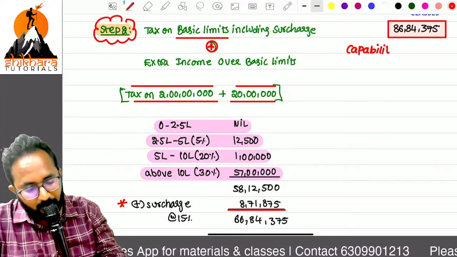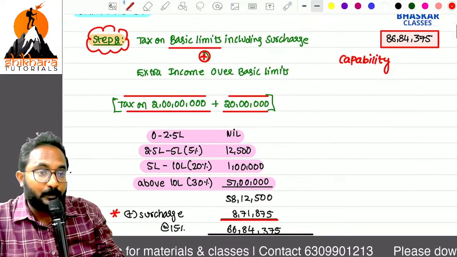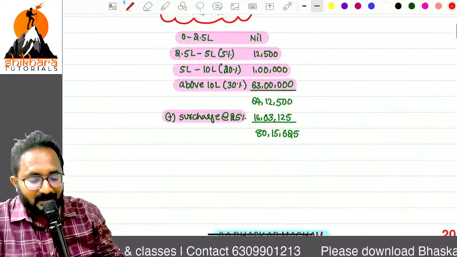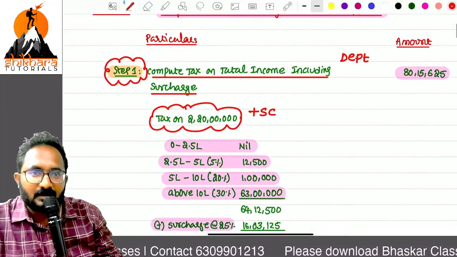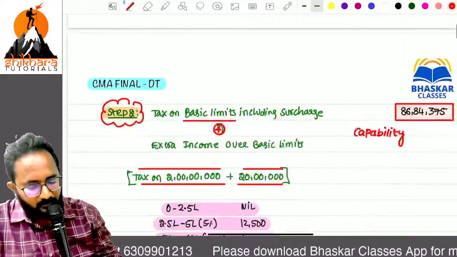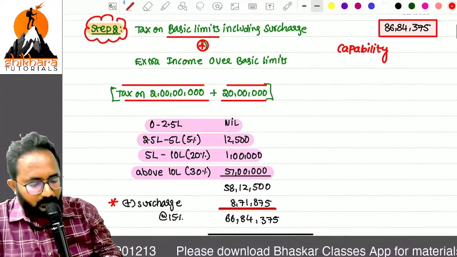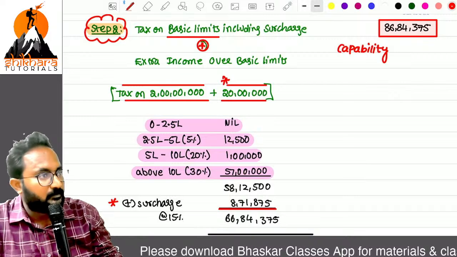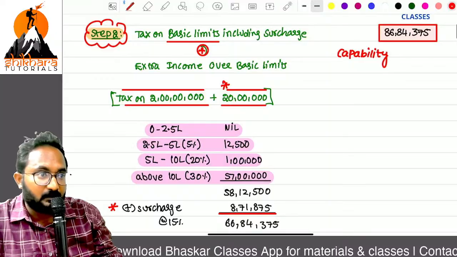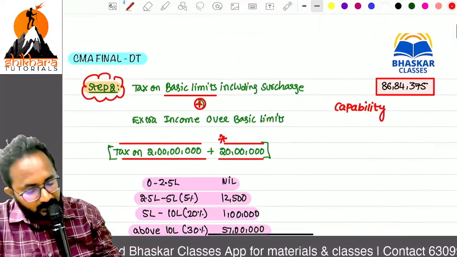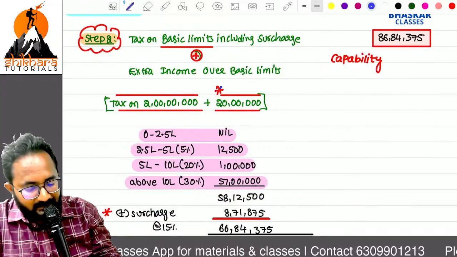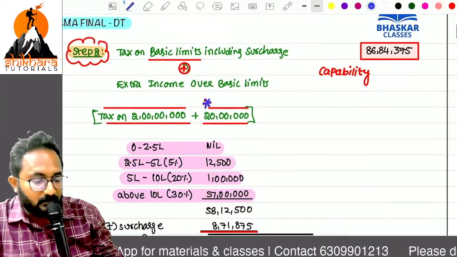So now remember, I am capable to pay how much amount as tax? 86 lakh 84,375. Just they are asking how much? 60. You have to add this 20 lakh also to this, the excess income over the basic limit. Sir, you are saying yes, you have to add that excess income over the basic limit also. Then you will get what?